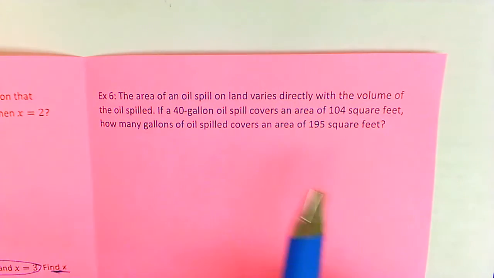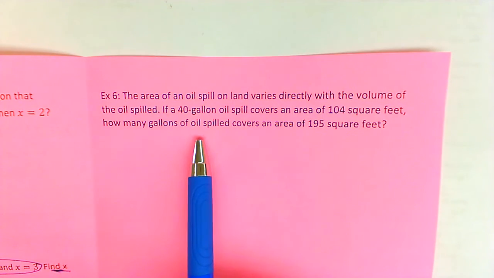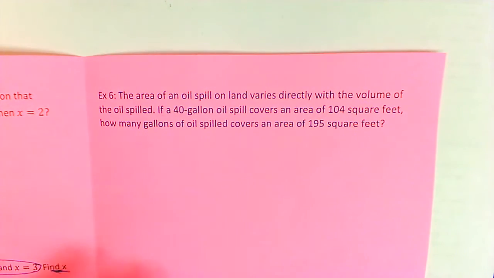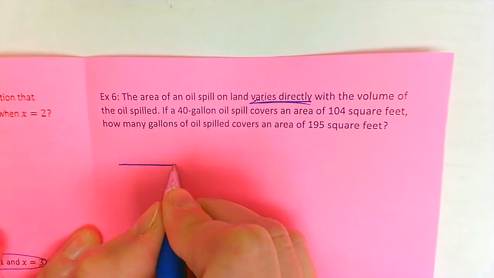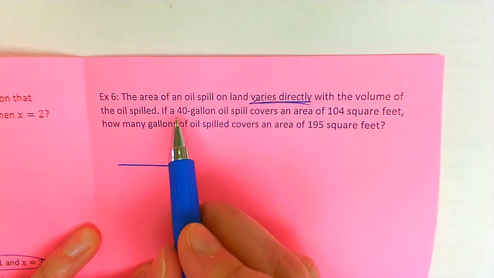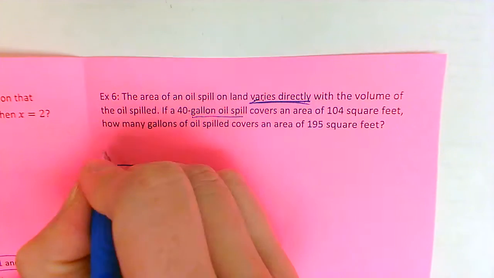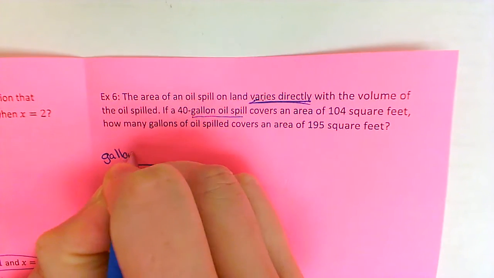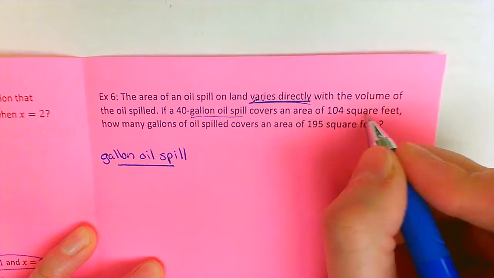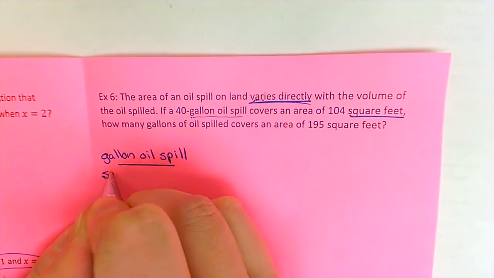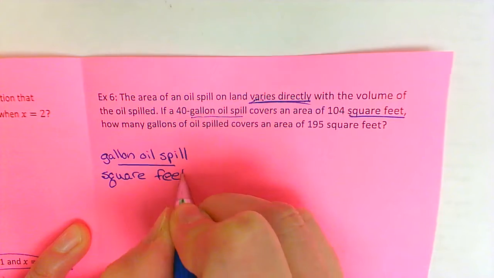So once again, they've given me 3 numbers in here, and they want me to find how many gallons. So I've got to figure out what we're talking about. And because it varies directly, I know I can set up a proportion problem. The 2 things that are changing, they said if a 40-gallon oil spill, so we're talking about a gallon oil spill, covers an area of 104 square feet. So I'm looking for the labels in order to set my problems up.